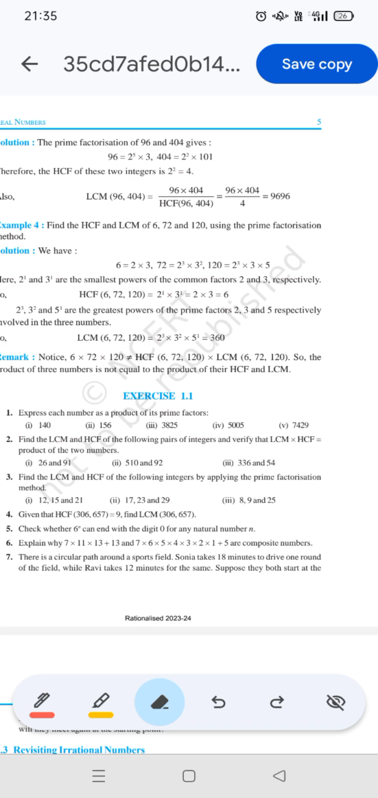Next question is, explain why 7 into 11 into 13 plus 13 and 7 times 6 times 5 times 4 times 3 times 2 times 1 plus 5 are composite numbers. We know what composite numbers are. Composite numbers are those numbers which have factors other than 1 and the number themselves. For example, if we take 8, we have 2 and 4 other than 8 and 1. So 8 is a composite number.